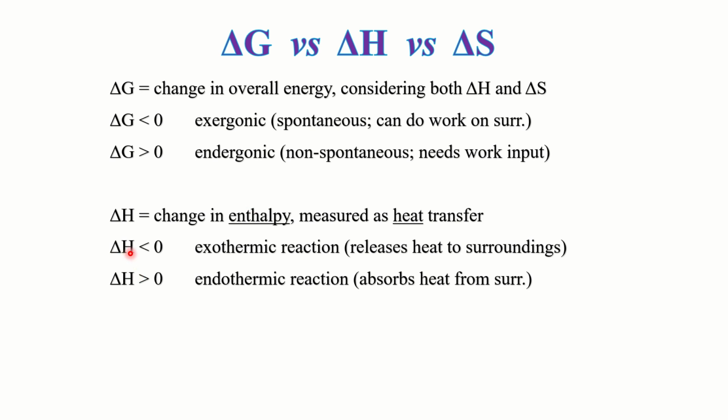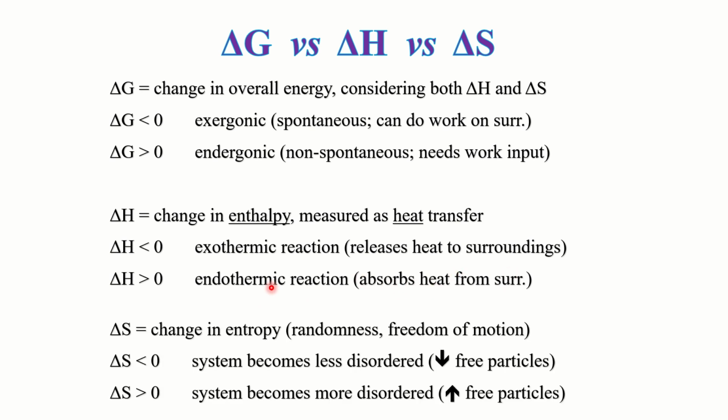And then reviewing enthalpy, remember delta H is the change in enthalpy, which is measured as heat transfer. If delta H is less than 0, this is an exothermic reaction. Heat is released to the surroundings. If delta H is greater than 0, this is an endothermic reaction, where the system absorbs heat from the surroundings. And then finally, what we covered today, delta S is the change in entropy. Entropy can generally be considered to be randomness, disorder, or freedom of motion. So if delta S is less than 0, the system is becoming less disordered, or more ordered, meaning there are fewer free particles. If delta S is greater than 0, the system is becoming more disordered. There are more free particles available.